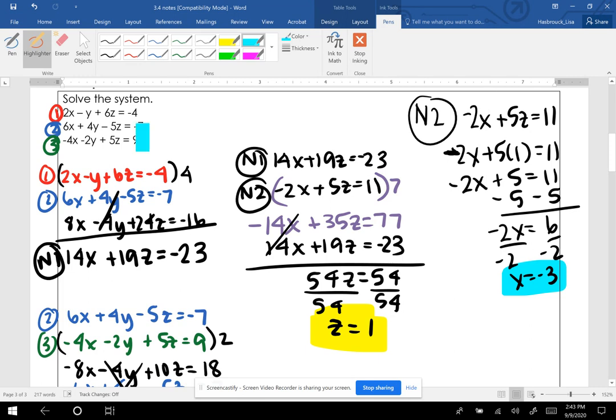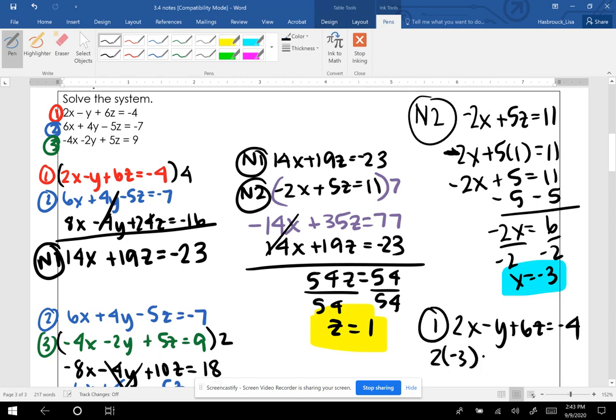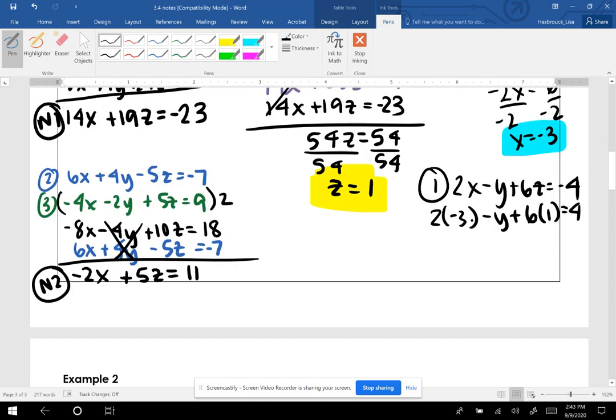To find y, we'll use one of the original equations, either 1, 2, or 3. Totally up to you. I'm going to use equation 1. 2x minus y plus 6z equals negative 4. This time I'm going to replace x with negative 3 and replace z with 1. Now the only variable I have left to solve for is that y here.